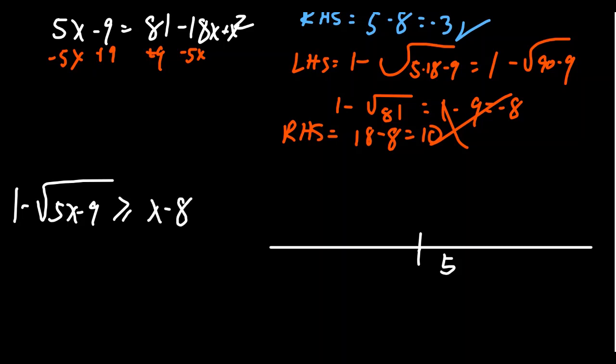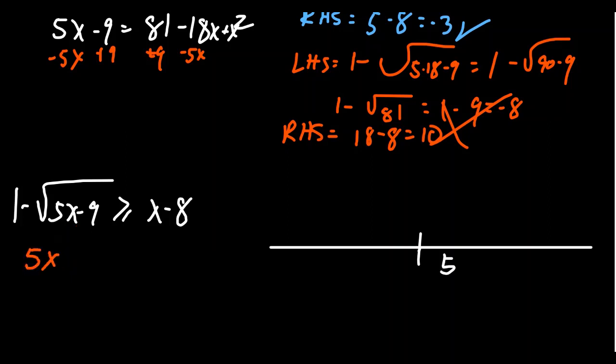You'll notice, for example, if I plug in x equals 0, then you're going to get the square root of negative 9, which is not a real number. And so the left-hand side's not a real number. How can it be greater than a real number? That's a problem there, right? So there are some domain issues that we have to consider.